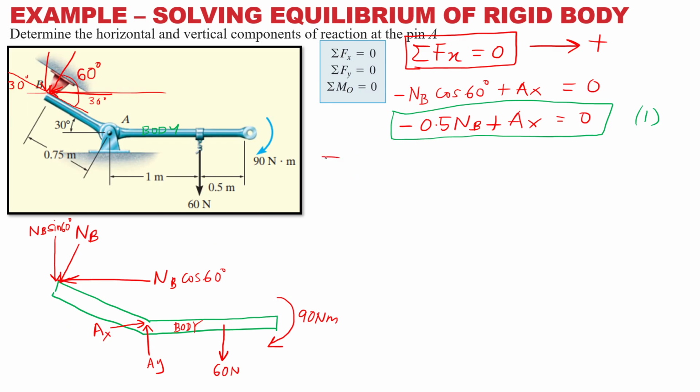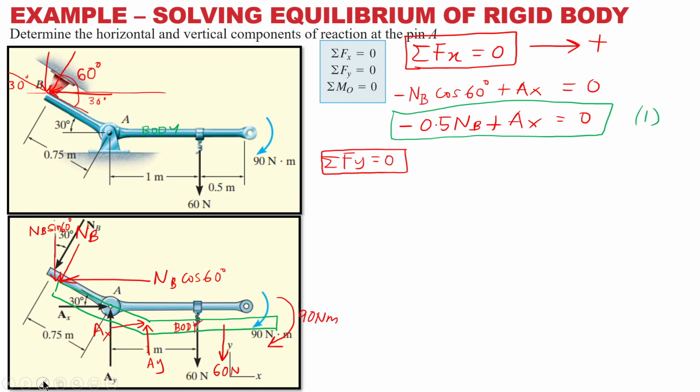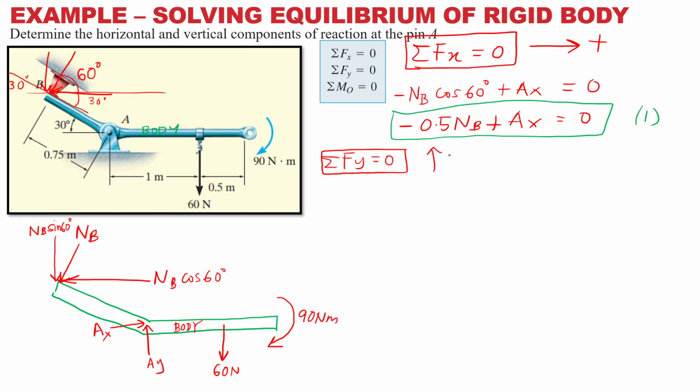Equation number 2. Summation Fy equals 0. Going up is positive. So you don't have to bother looking at this problem anymore. Don't look here. Look here. This is the free body diagram that you have drawn properly. So look at this free body diagram only.